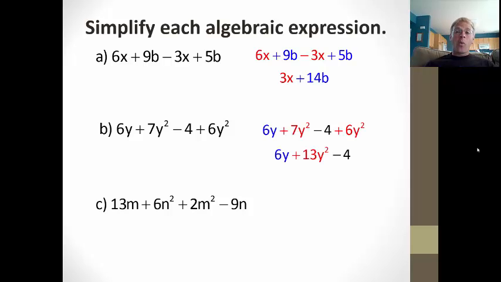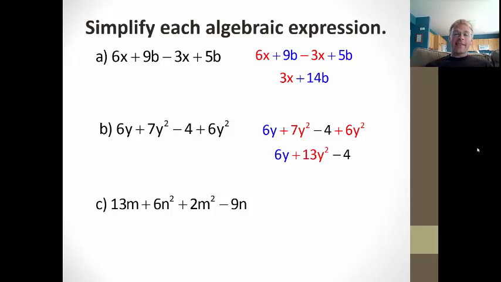Now, we can see a lot of y's here, but there's only two like terms, the 7y squared and the 6y squared. We can combine. Notice I don't combine the 6y and the 6y squared just because their coefficients are the same. That doesn't matter. And the variables do not have the same exponents, so we do not combine them. The negative 4 is a constant with no variables, so I can't combine that with terms that have variables. Those aren't the same variables.